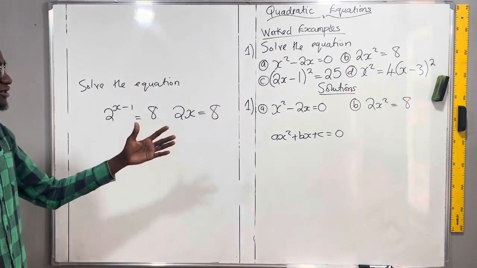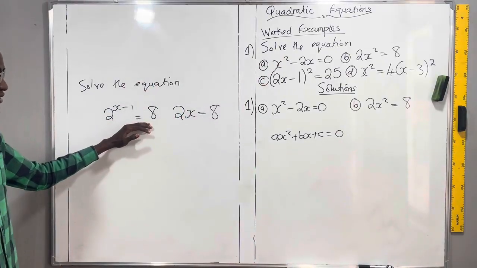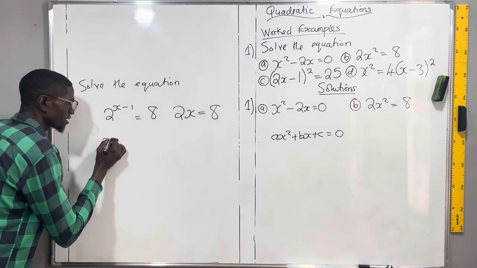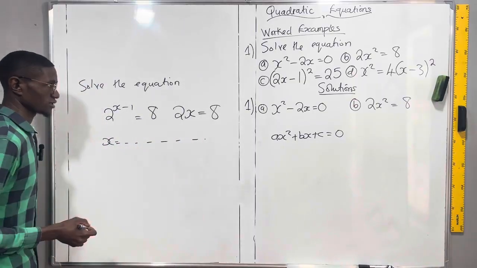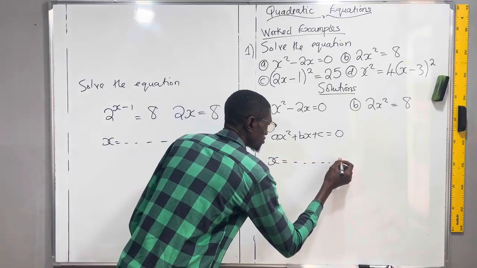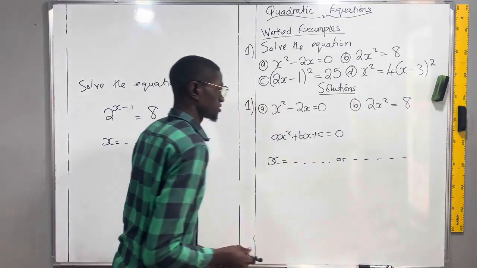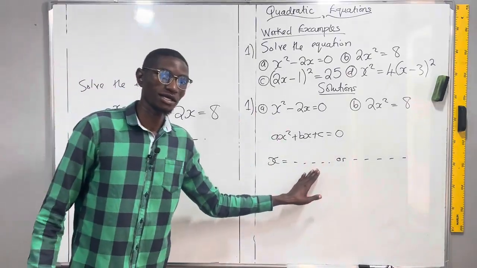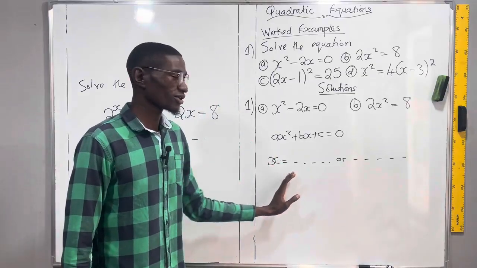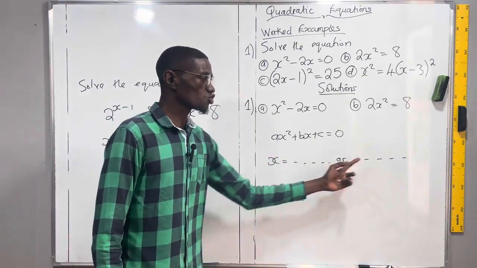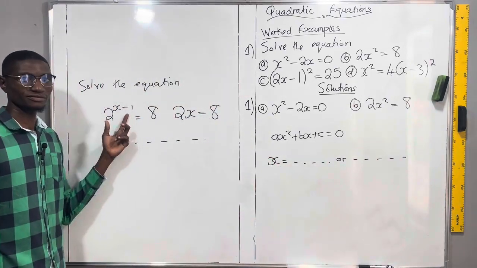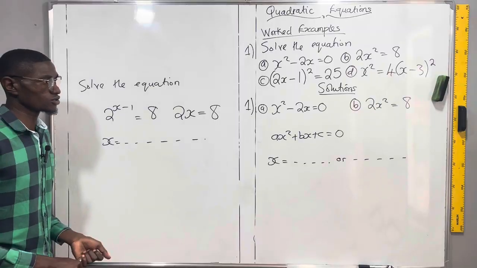So how do you determine the difference? This type of equation will require only one answer. They will say something like x is equal to dash, whereas this will say x is equal to dash or dash. So this tells you that you're dealing with a quadratic equation. If you're not sure, just check the answer space provided. How many answers do they want me to provide for this question? If they want 2, just know that you're dealing with a quadratic equation. If they want 1, it's an indicial equation.